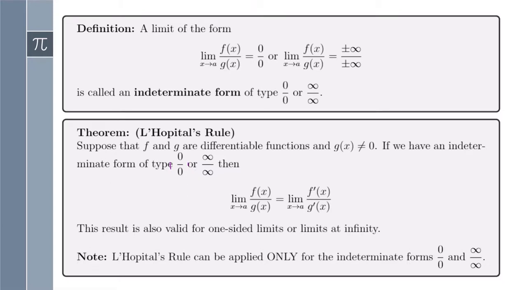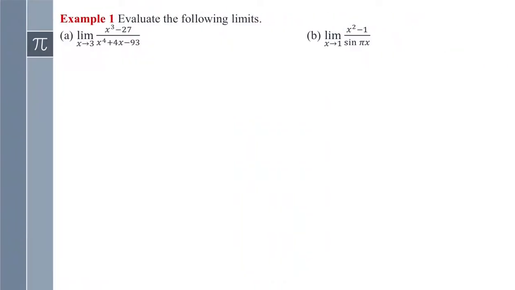And again, I am just going to repeat the note here. We can use this only if we have 0 over 0 or infinity over infinity. So let's look at some examples.